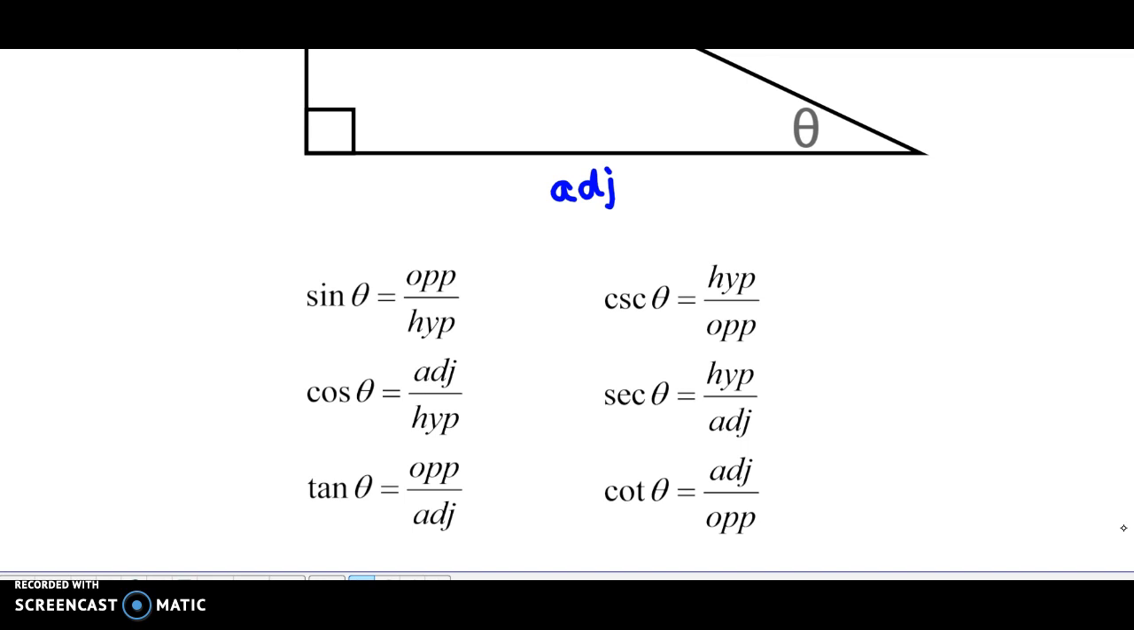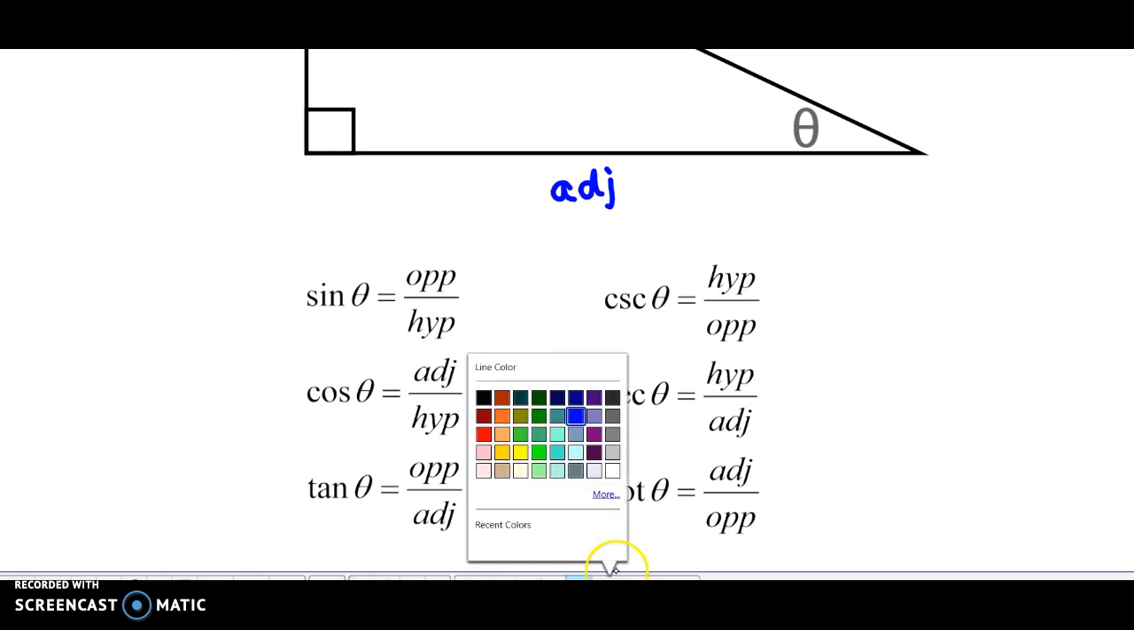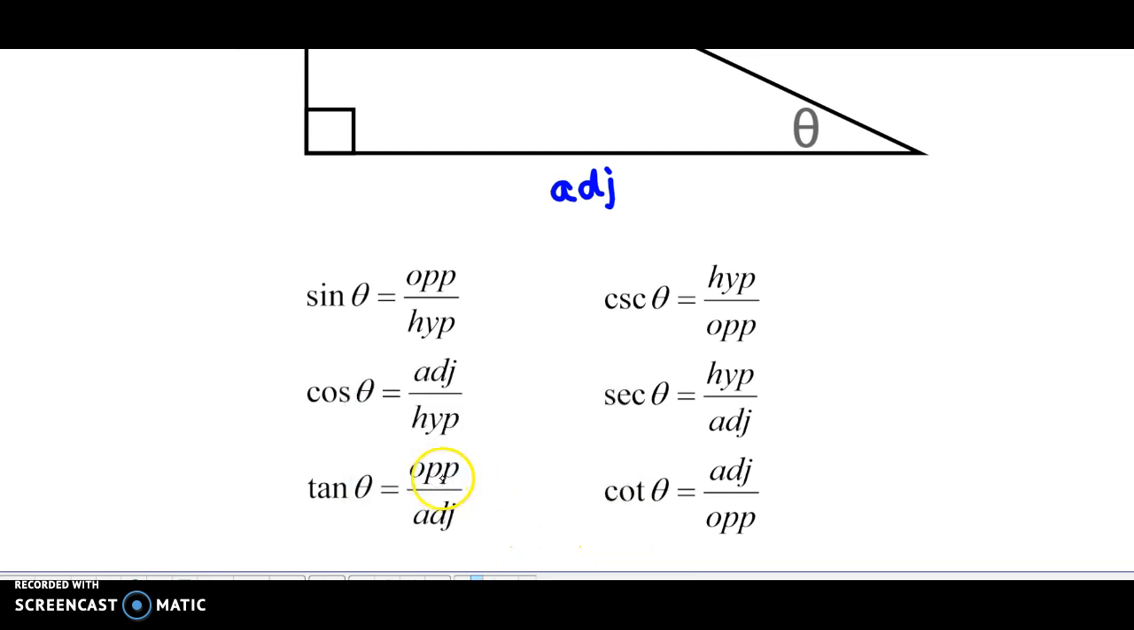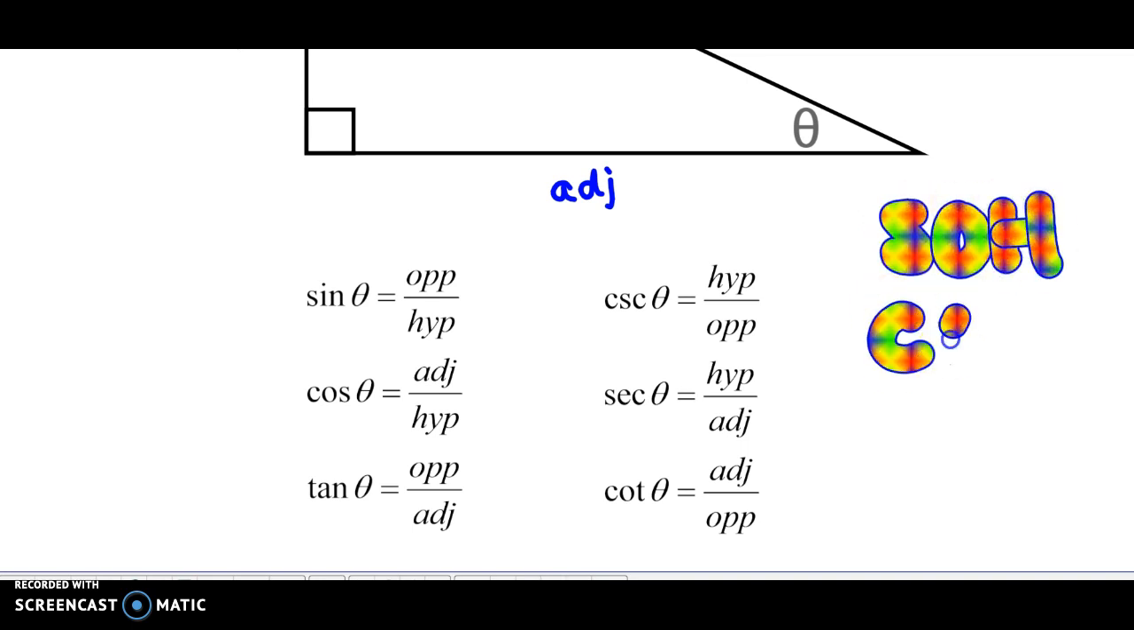We know sine is opposite over hypotenuse, cosine is adjacent over hypotenuse, tangent is opposite over adjacent, and so on. We also know that we have that really cool thing, a little cheat for it, a little acronym. What is that? Yes, SOH CAH TOA.